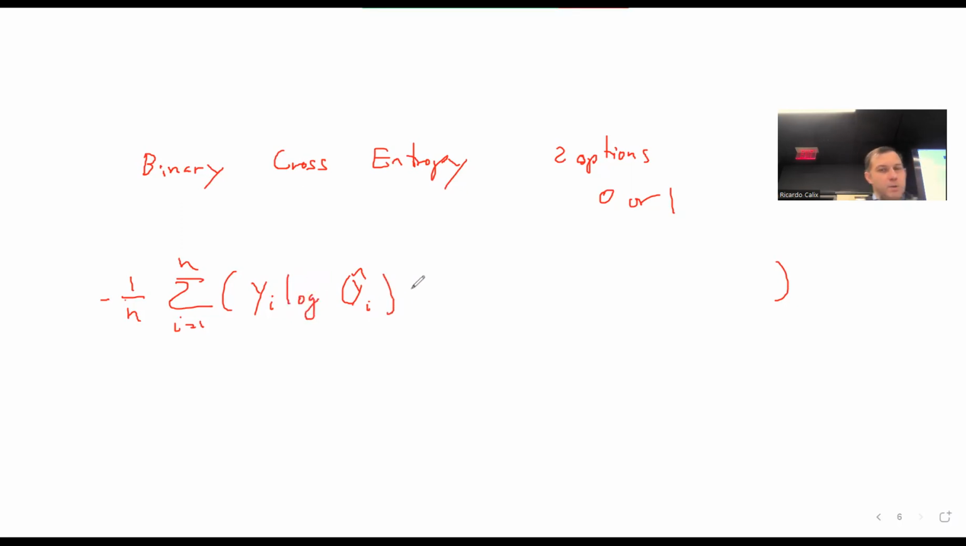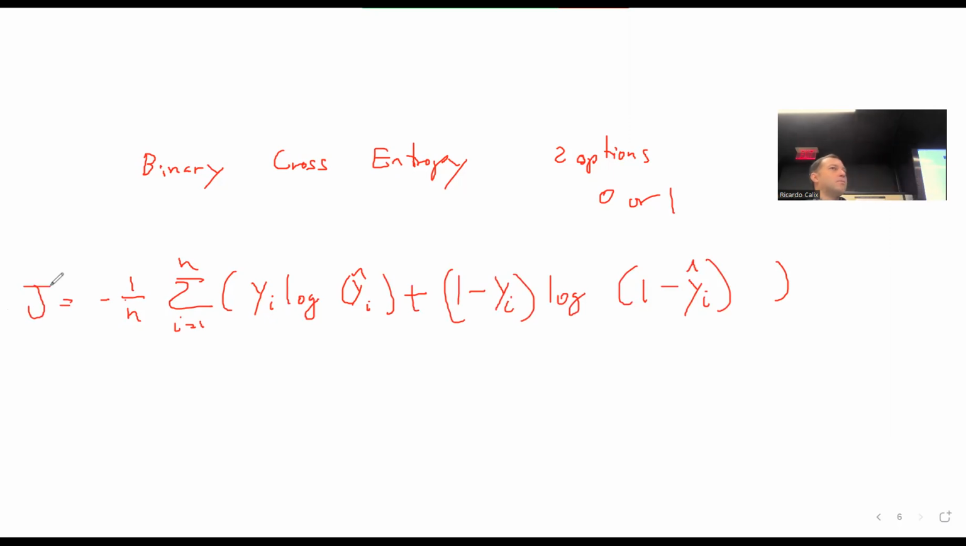And then we have plus 1 minus y_i, log of 1 minus y hat, like that, and there's an i. That's the equation of binary cross entropy. This is denoted by J. These are the three, and there's one more, RMSprop, but we're not going to cover that one.